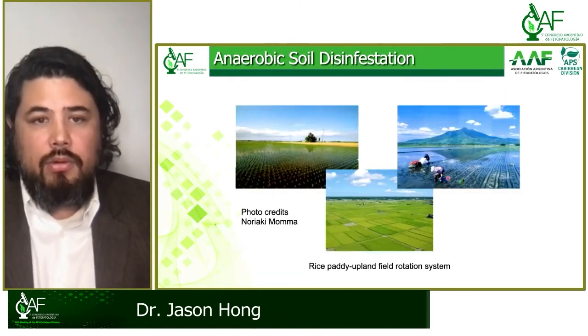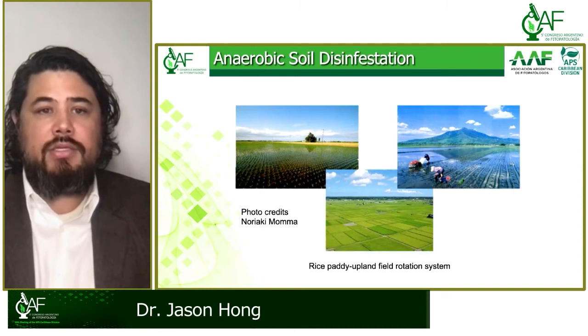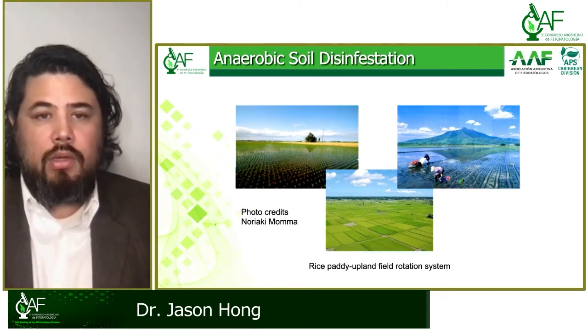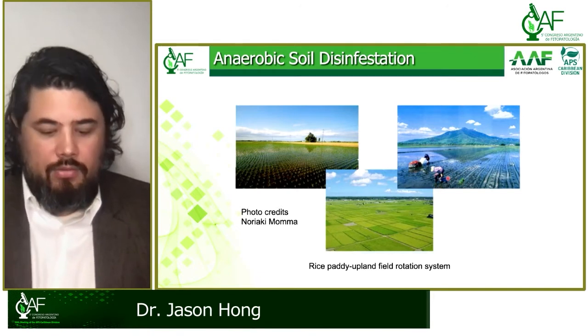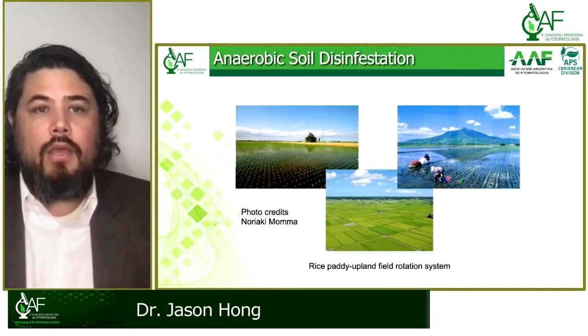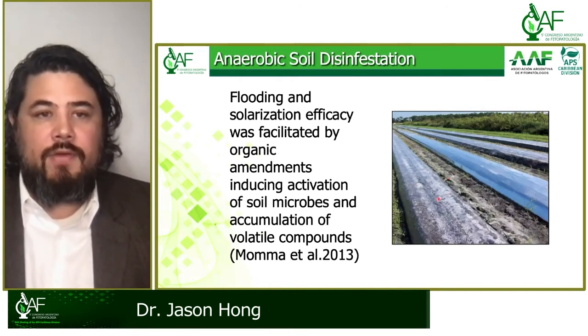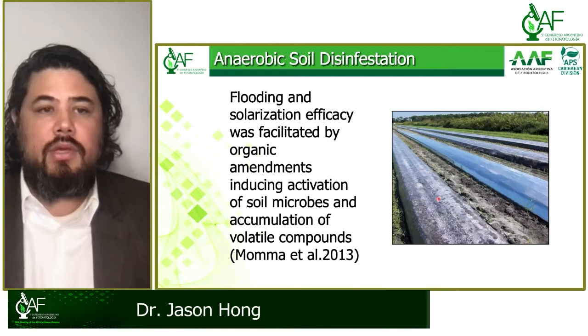In Japan, they were using rice paddies, and they're rotating the rice, and they're putting other vegetables and crops in there. And utilizing solarization and adding amendments, they found that it activated the microbes and they had a higher accumulation of volatile compounds.